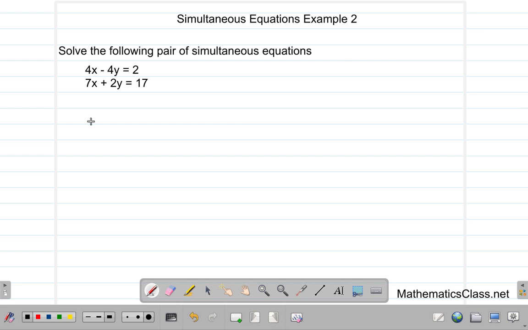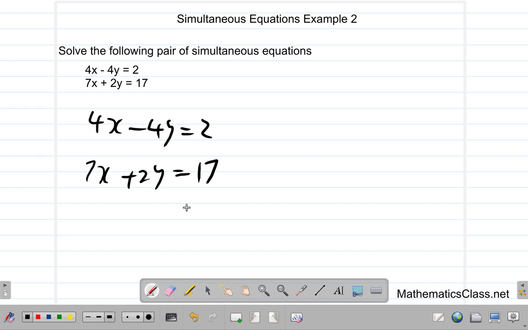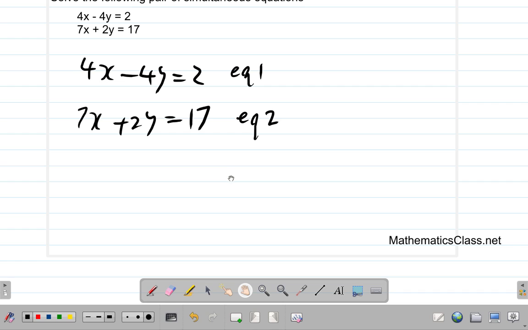Now, we have 4x minus 4y equal to 2, and 7x plus 2y equals 17. Let us call this equation 1 and this equation 2. Here now, we can try the elimination method. It will be much easier than the substitution method here.